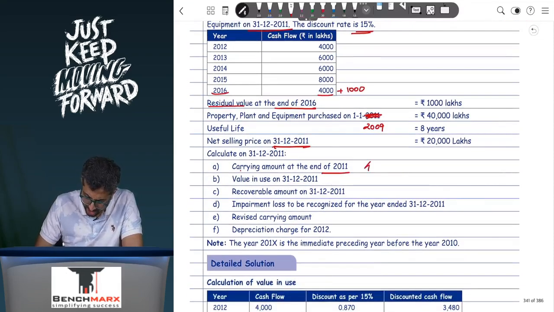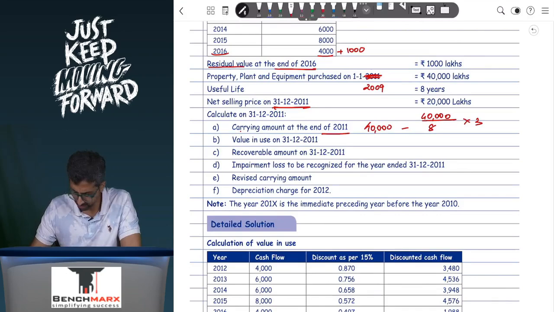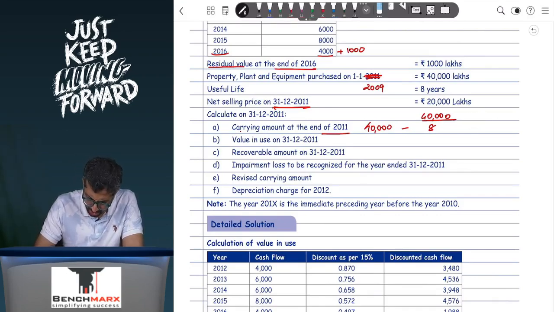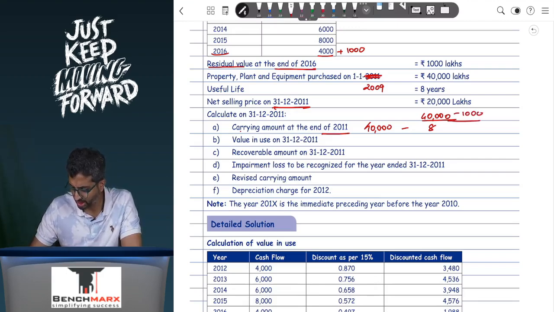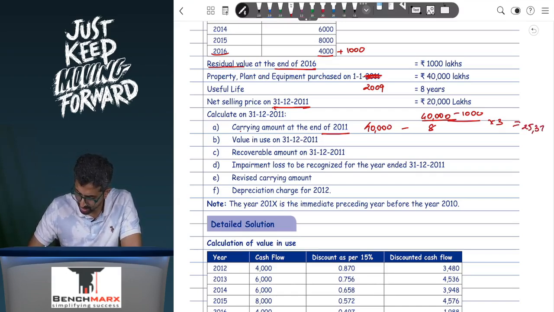So over here, you have purchased the asset at 40,000 on 1st January 2009. Today you are sitting on 31st December 2011, that is 3 years away. So this is 40,000 divided by the total useful life of 8 years, out of which 3 years have gone by. 40,000 divided by 8, no sorry, there is some salvage value as well. So salvage value over here is 1,000. So 40,000 minus 1,000, that is 39,000 divided by 8 into 3. So this is coming to 14,625. So 40,000 minus 14,625 comes to around 25,375. So this is your carrying value, 25,375.